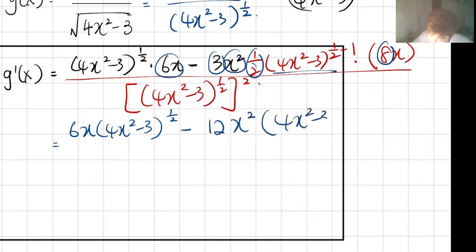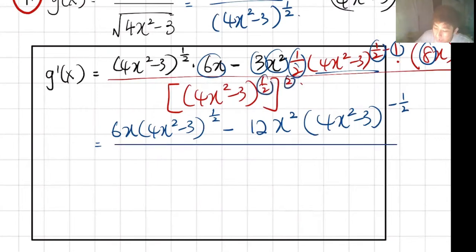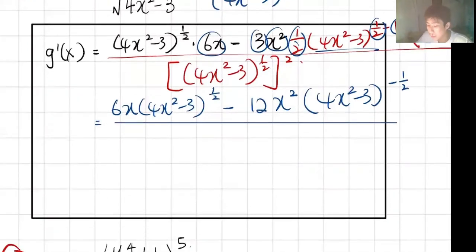(4x squared minus 3), half minus 1 gives me power of negative half. Then I divide with what? I divide with, okay, neighboring powers, you can multiply the powers. In the indices chapter, I've taught you already. Neighboring powers, you can multiply the powers.